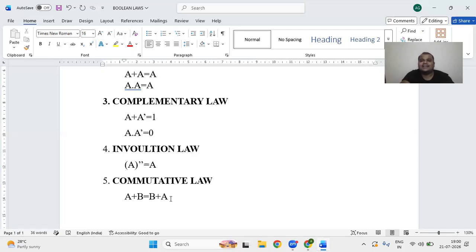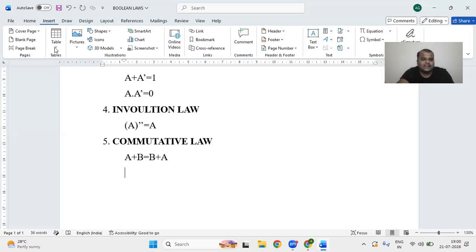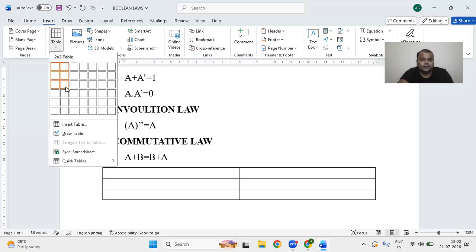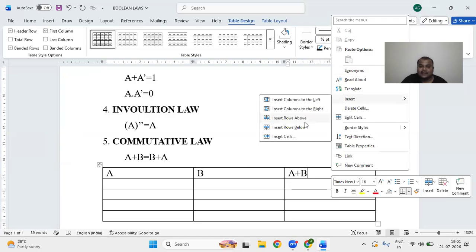Okay, now how to use the table here? Insert. I can go directly here. Three columns and 5 rows I will take. One is the header. So the first input is A, and the second input is B, and the next is A plus B, and I have to add another one, right? B plus A. Insert a column to the right, and I can do it.